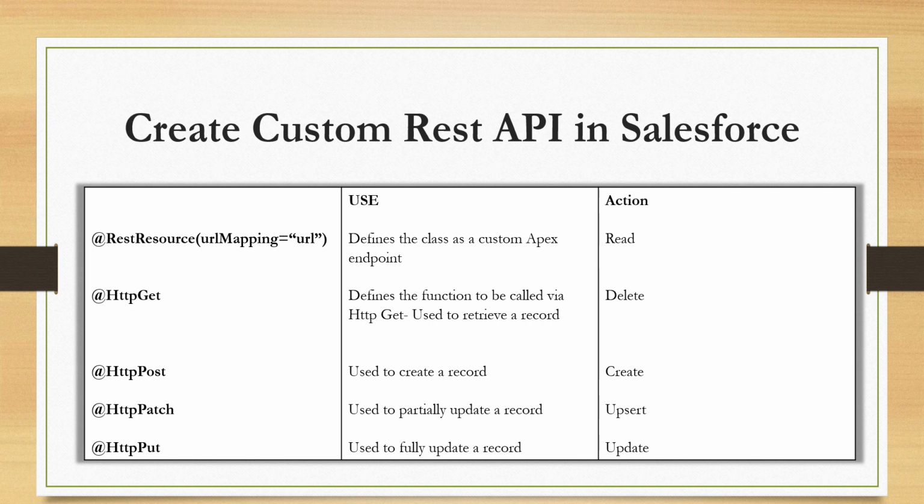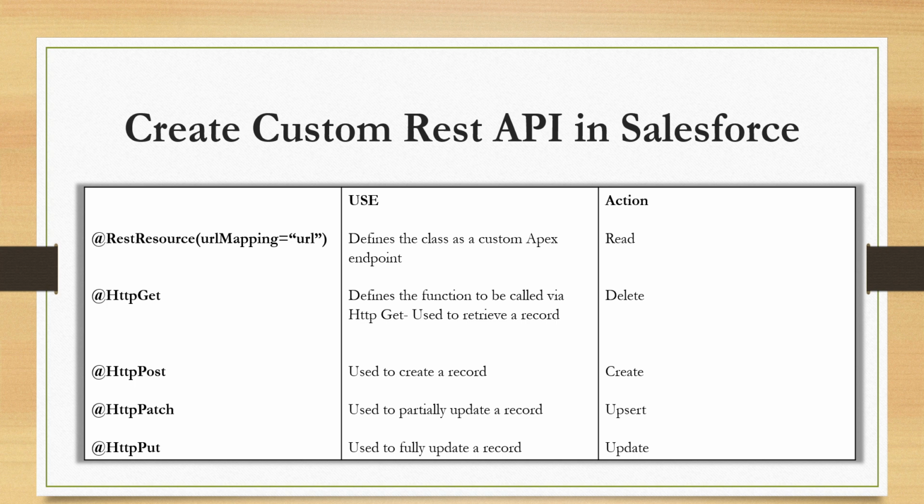Create custom REST API in Salesforce. Here is the custom REST API: @RestResource(urlMapping='/URL'), @HttpGet, @HttpPost, @HttpPatch, @HttpPut. What is the use of @RestResource urlMapping? It defines a class as a custom Apex endpoint. And @HttpGet defines the function to be called via HTTP GET, used to retrieve a record, that is, the action of read.